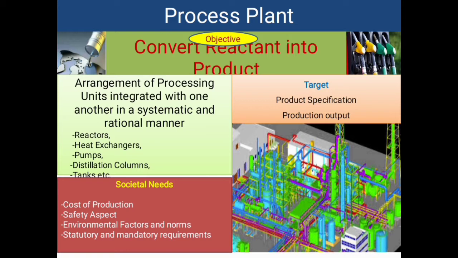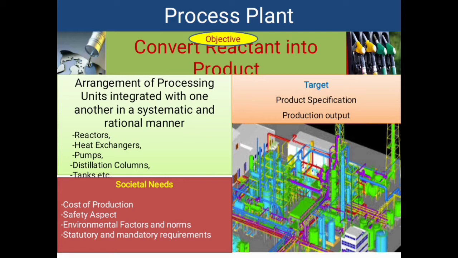When you feed crude oil, you will get petrol, diesel, kerosene as the product. When you feed benzene and chlorine, you will get chlorobenzene. Like that, a reactant is converted into a product by utilizing some machines and materials. So what are the machines and materials which will complete the reactions?